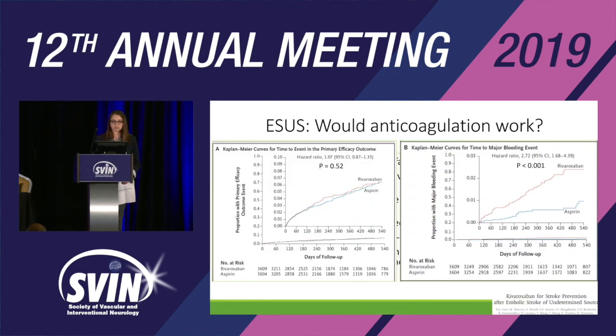So as you can see, on this side here is basically the Kaplan-Meier for the primary outcome. Again, any recurrent stroke or systemic embolism, and over here is bleeding risk. So there was no significant difference between the effect of anticoagulation and aspirin, and there was a significantly increased bleeding risk with rivaroxaban versus aspirin.